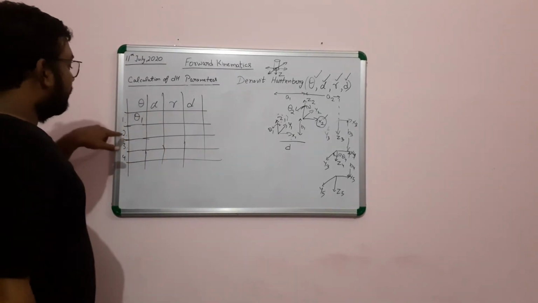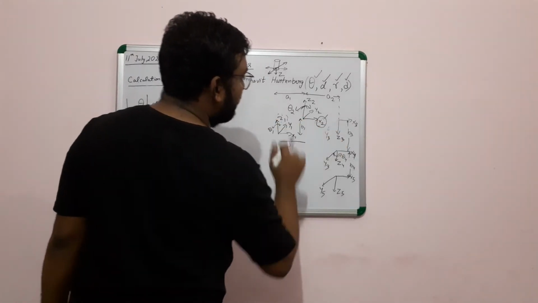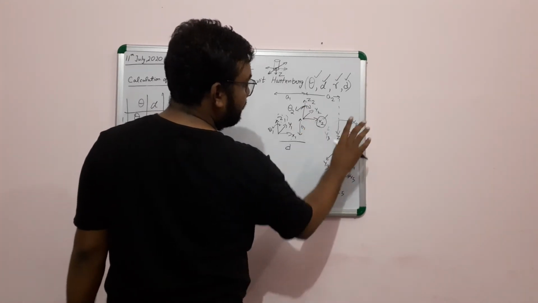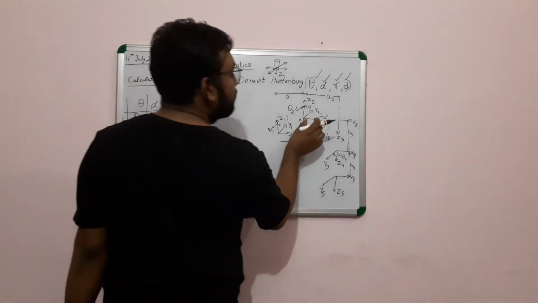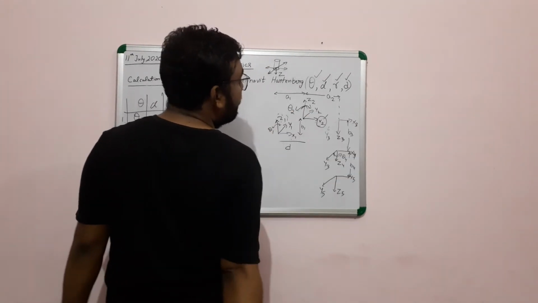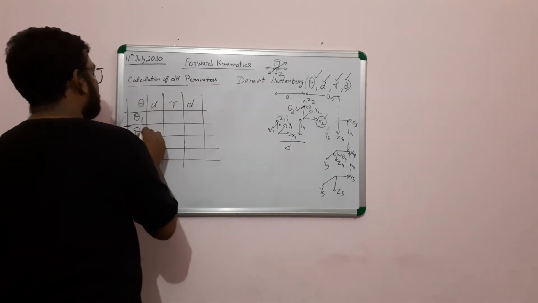When we talk about the second, between frame 2 and frame 3, z2 is here, sorry, x2 is here, x3 is here, right? So it will of course coincide, but we have an extra angle here on z2, which is theta 2. So it will be theta 2.